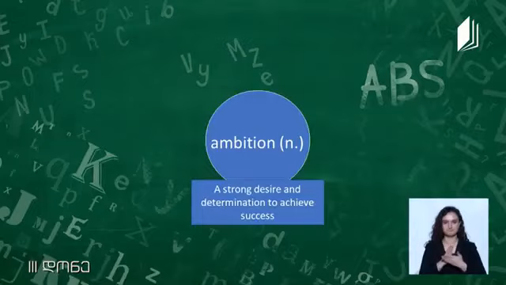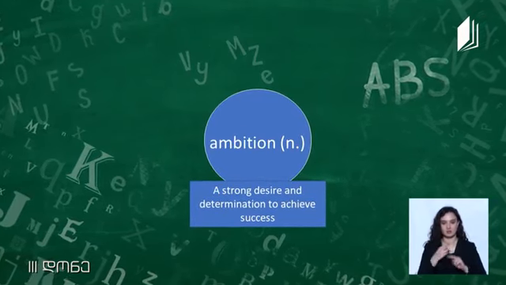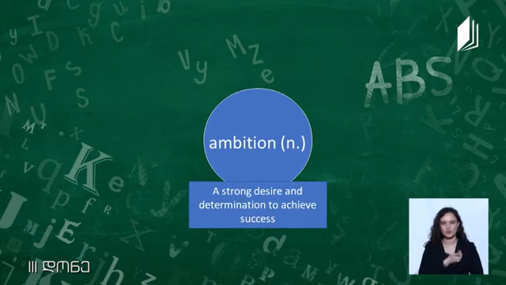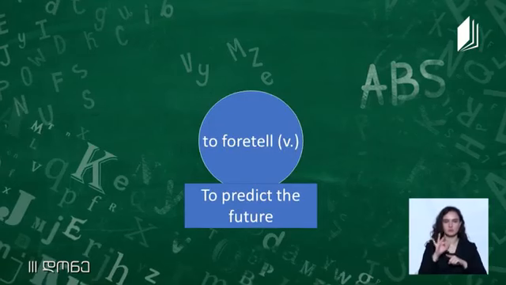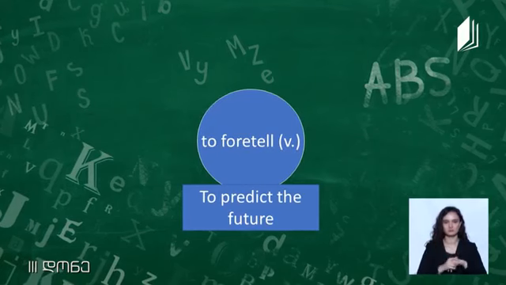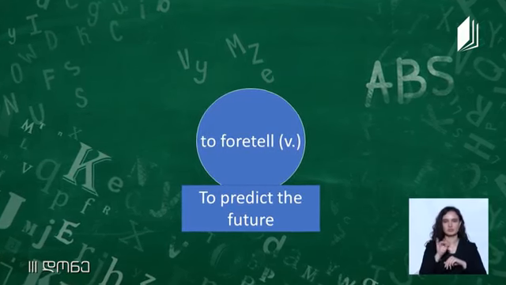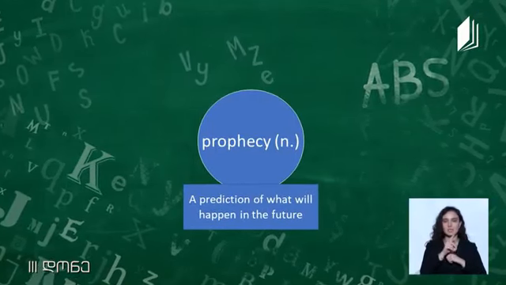Now, our first vocabulary word for the day is ambition. Ambition is a strong desire and determination to achieve success. Our next word is to foretell. It's a verb, and it means to predict the future. And when you foretell something, you create a prophecy. A prophecy is a prediction of what will happen in the future.